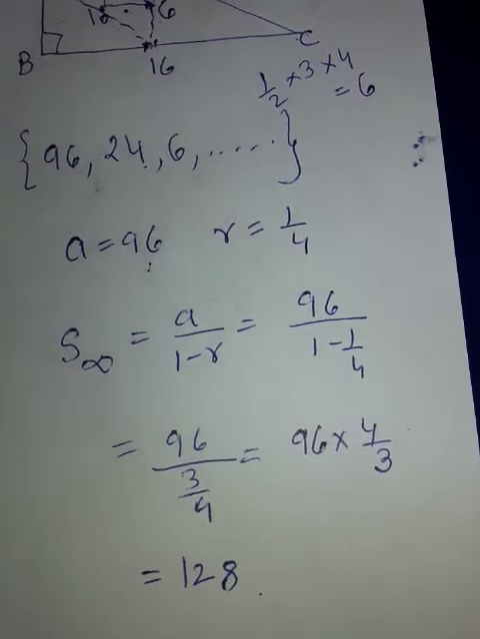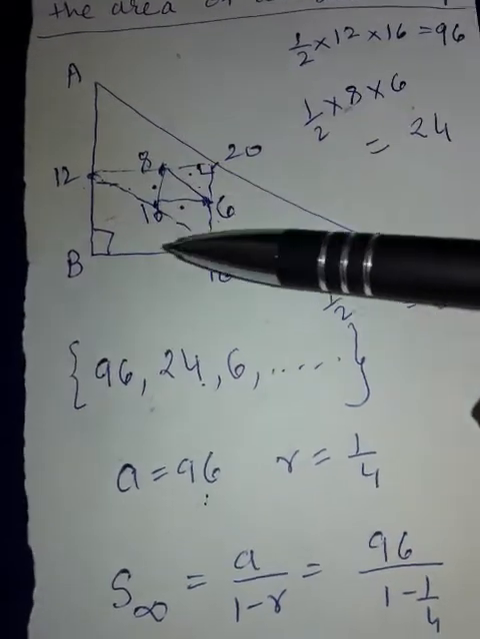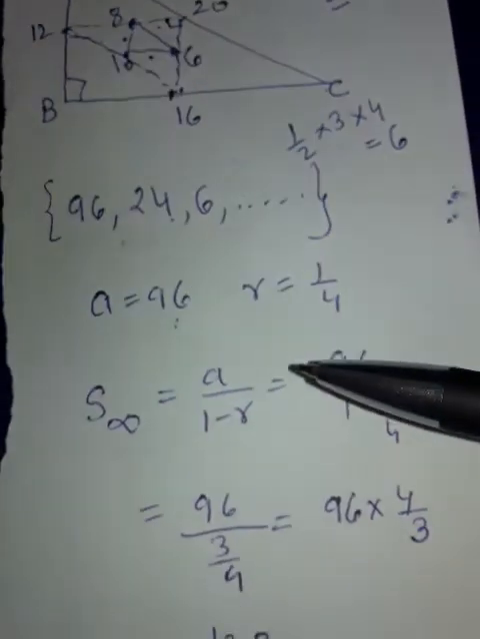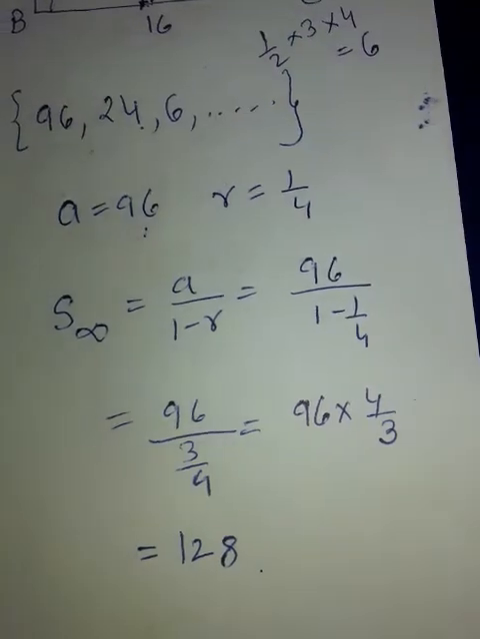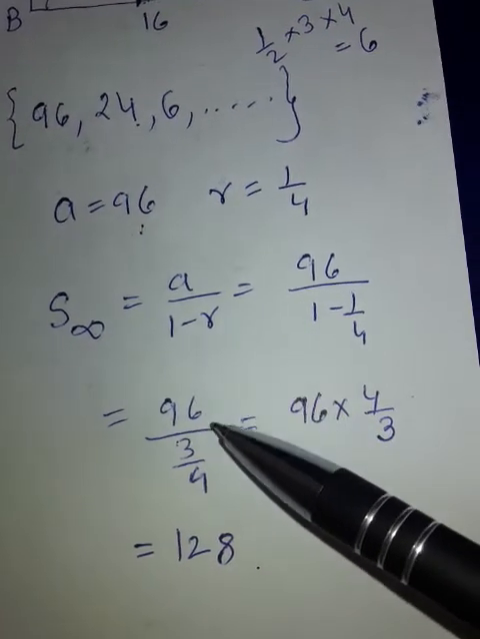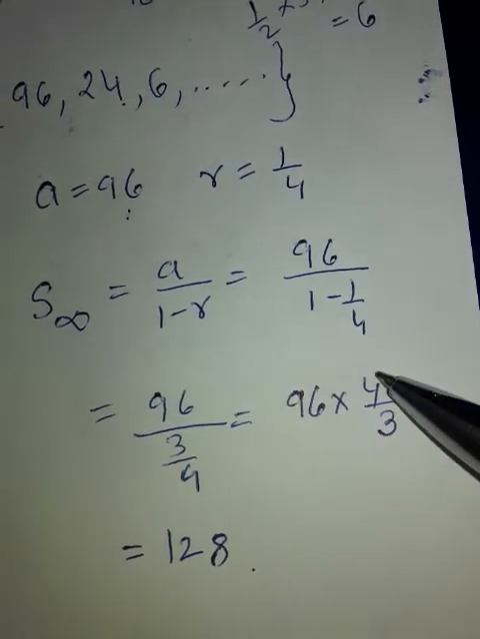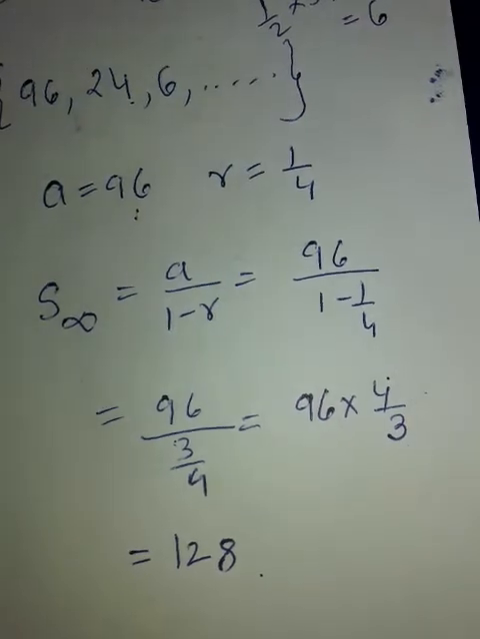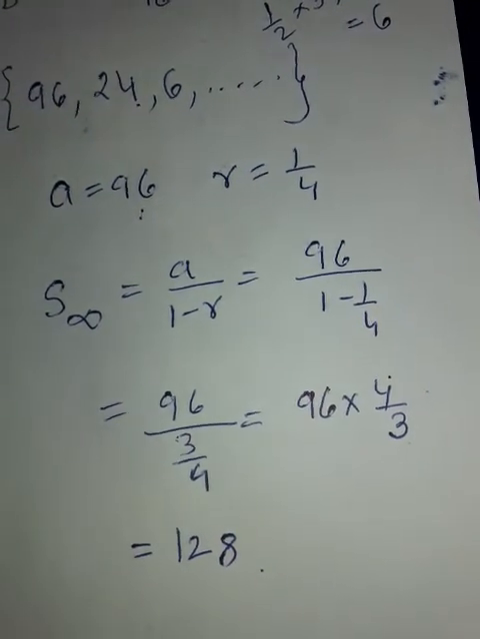Now again in the exam, are we going to draw these figures, form the GP and find the answer? Of course not, because we need to save time. So what are we going to do? Just take the area of the original triangle, the big triangle, and multiply it by 4 upon 3. That is going to be your answer. So let's apply this in one more example.